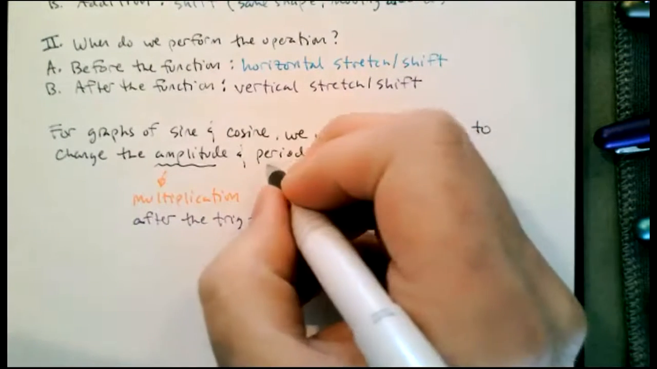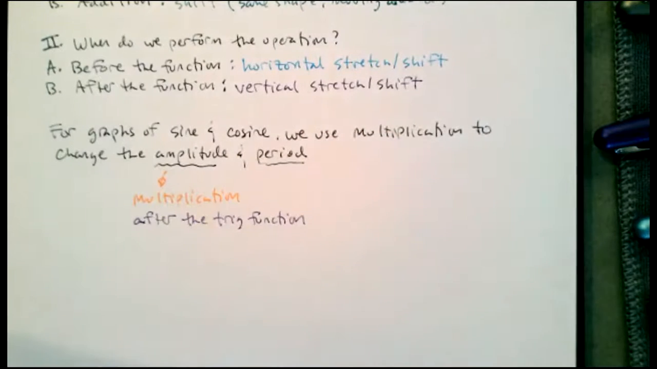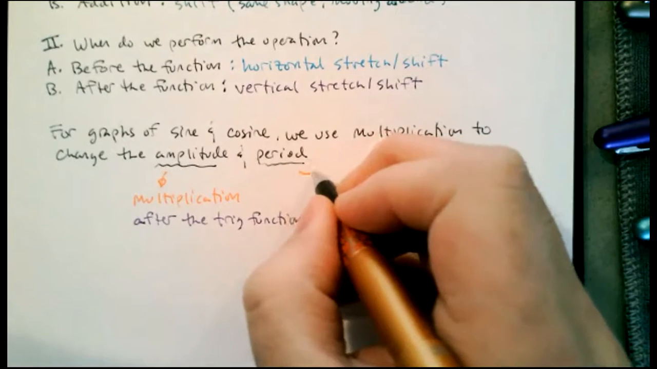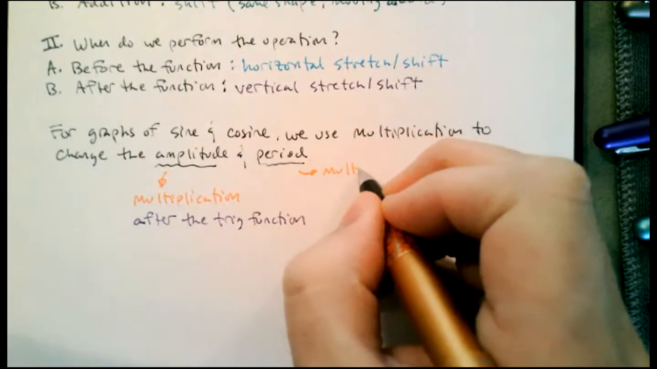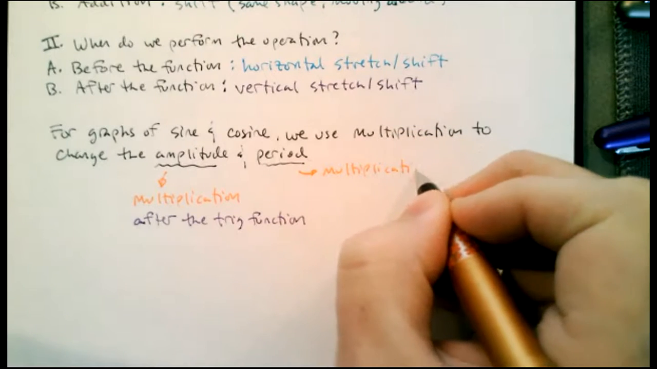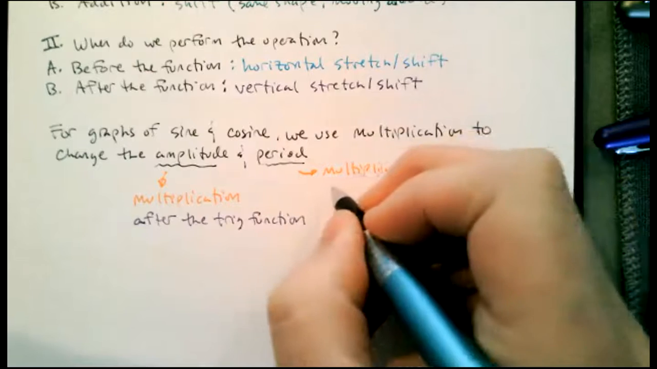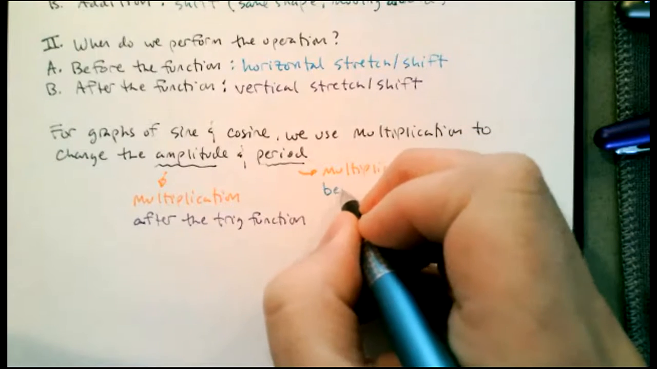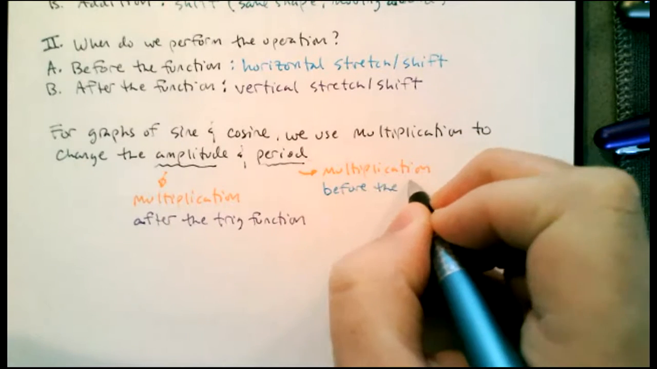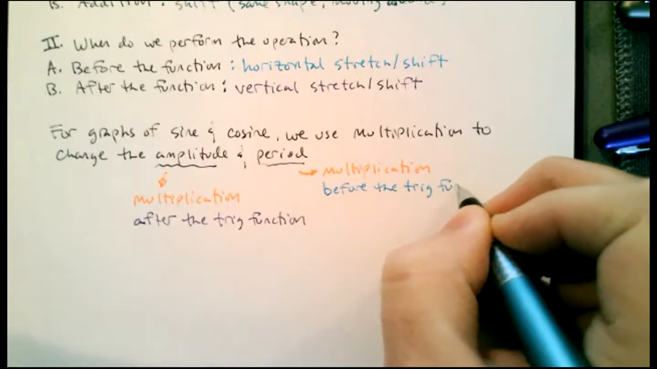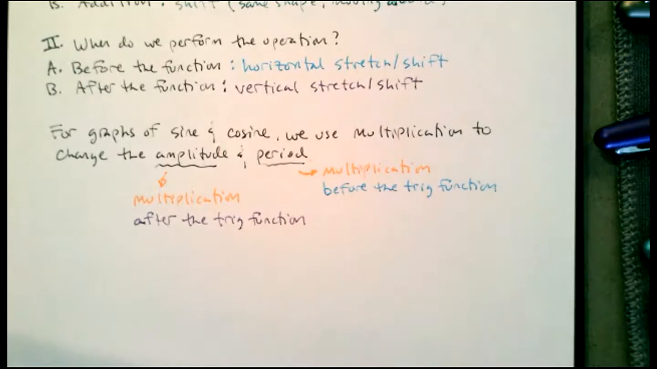The period is also multiplication, but this one is before. So this is still multiplication, but the multiplication takes place before the trig function. So we multiply the inputs, then we apply the trig function. That's going to produce in the graph a horizontal change because we're doing it before the trig function, and since it's multiplication, it will change the period.